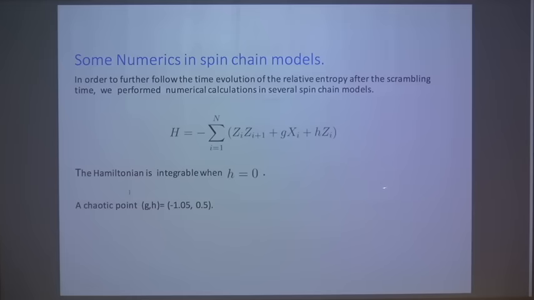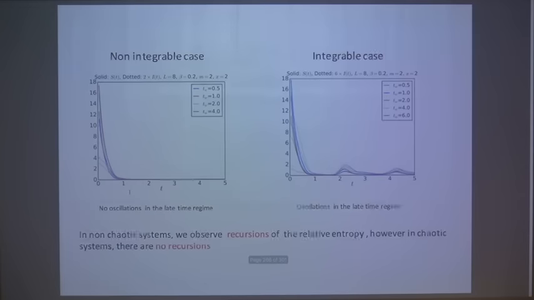And so we study the same entropy, relative entropy, in some spin chain models. It contains two parameters, G and H. By tuning these two parameters, we can make it integrable or non-integrable. And these are results of the same relative entropy. In the non-integrable case, the relative entropy continues to decay, meaning that the system is scrambled.